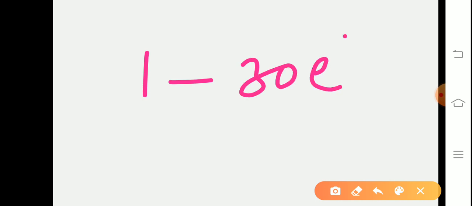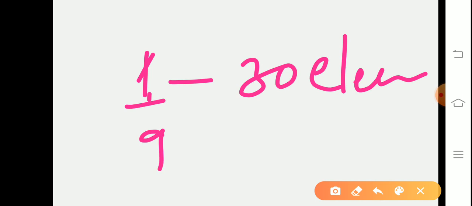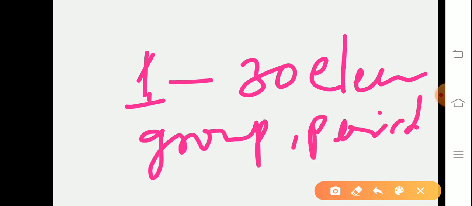I hope you understand, children. Try again to write the electronic configuration of elements 1 to 30, and also find the group and period. Okay, send it to me. Don't forget this, it is very helpful to you. Okay children, thank you.